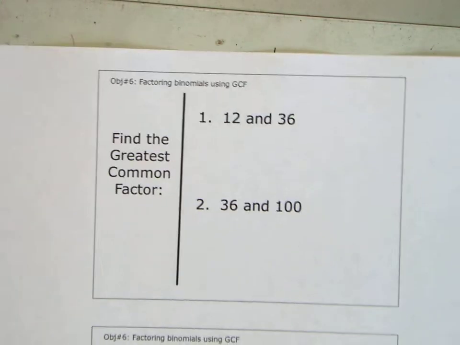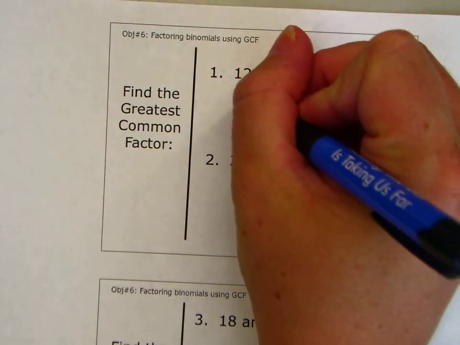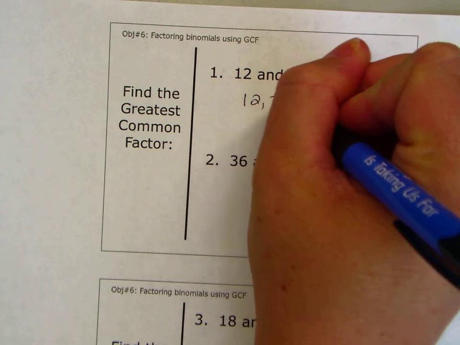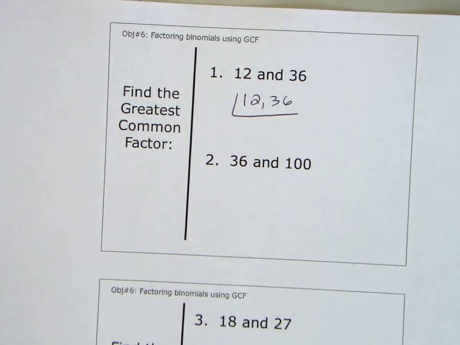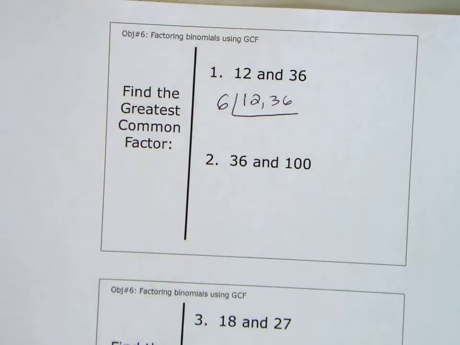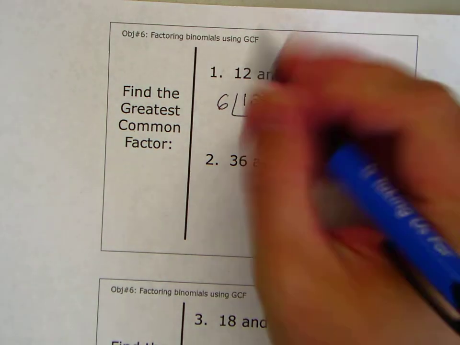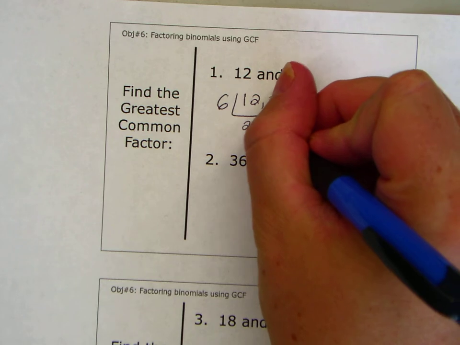12 and 36. All right, 12 and 36. What goes into both 12 and 36? Now, sometimes these are really easy, sometimes they're hard. So here's my method, all right? Write 12, 36 and write an upside down division symbol. Give me any number that goes into 12 and 36. I see 6, so I'm going to write 6. Now you divide. 12 divided by 6 is 2. 36 divided by 6 is 6.